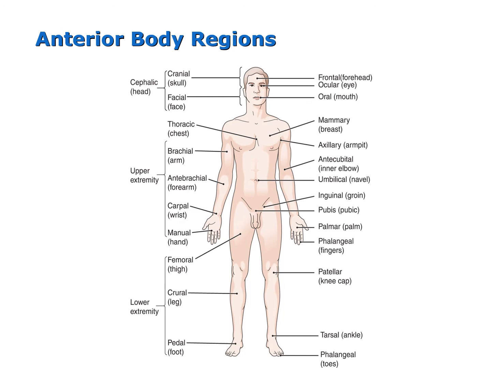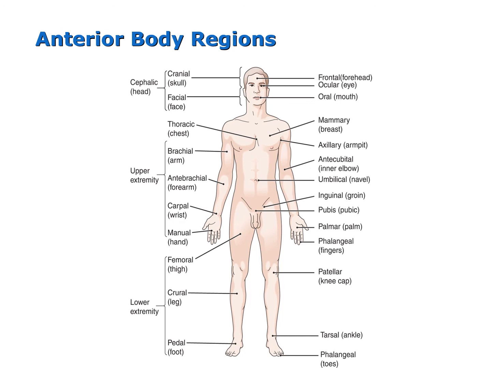Please take a moment and stop the presentation to look at this graph and familiarize yourself with body regions. We call cephalic, or the head area, the upper part of our body that will include the cranial side, where the skull is, and the facial or the face part. We call ocular everything that is related to the eye, and oral, things that are related to the mouth.